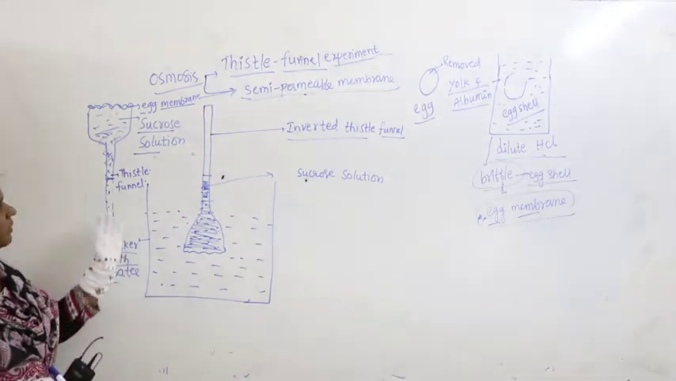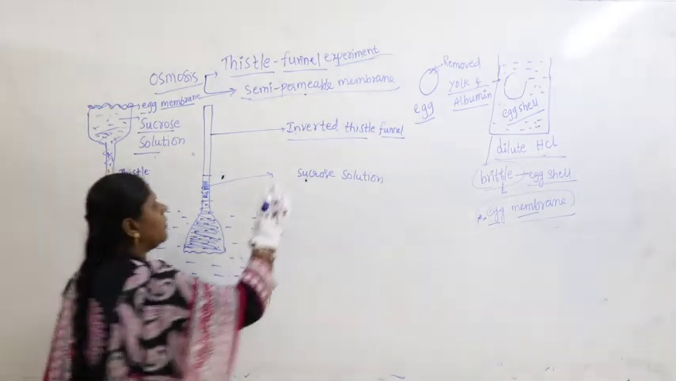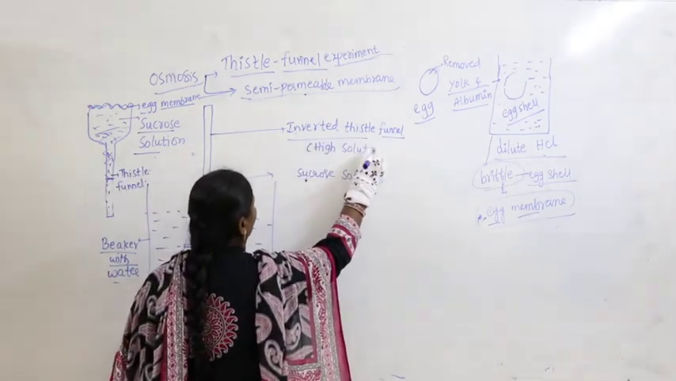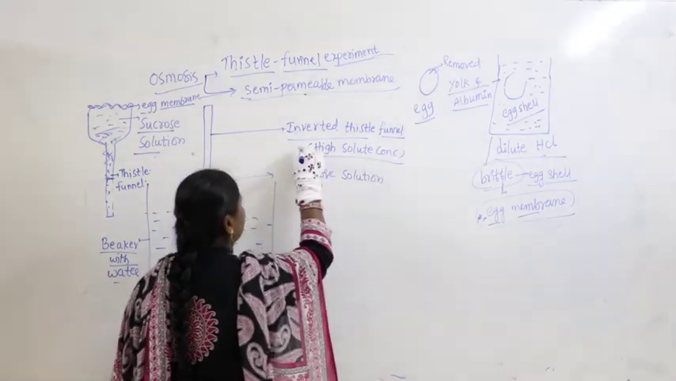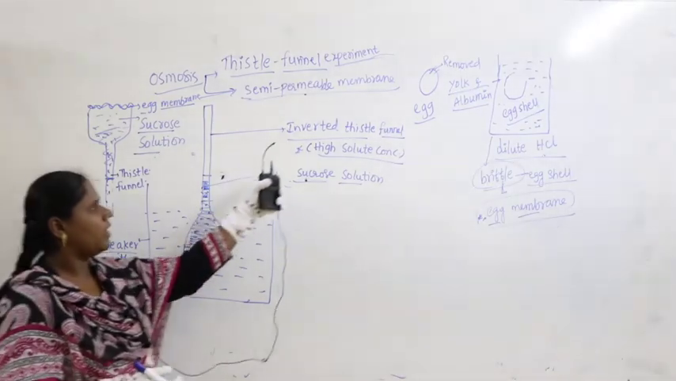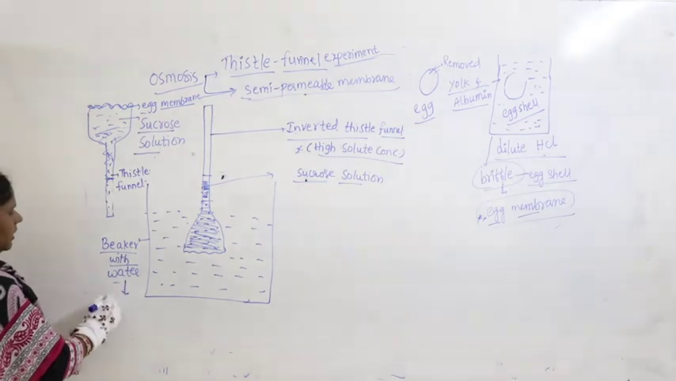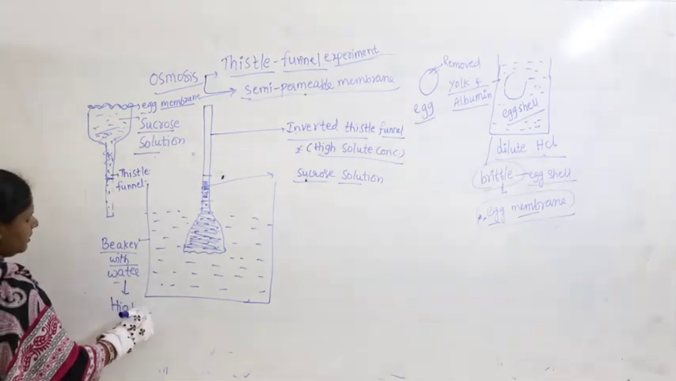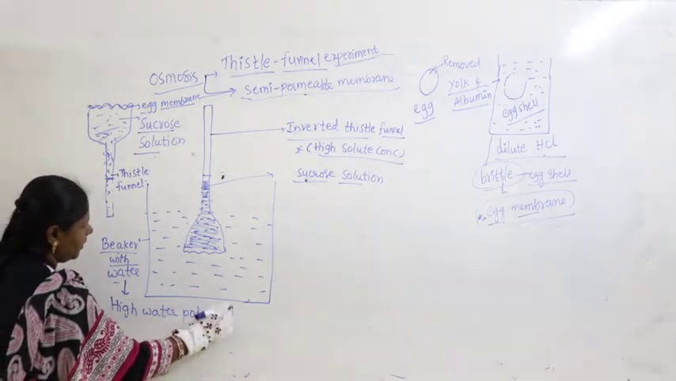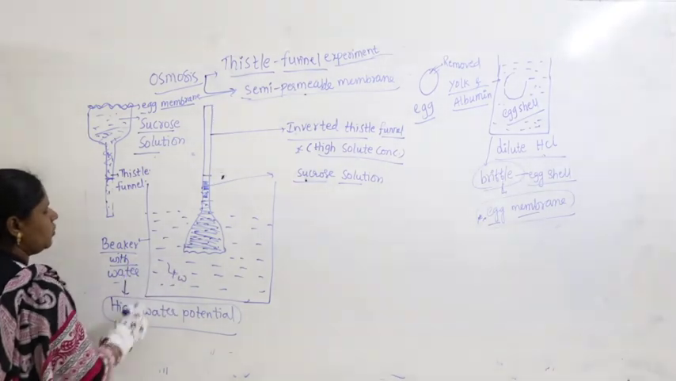The moment you keep the inverted Thistle funnel, with sucrose solution inside it, what you find? High solute concentration. Why? Because the sucrose solution is more. Inside the Thistle funnel you find high solute concentration, and the beaker with water means it contains high water potential. Water has high water potential.